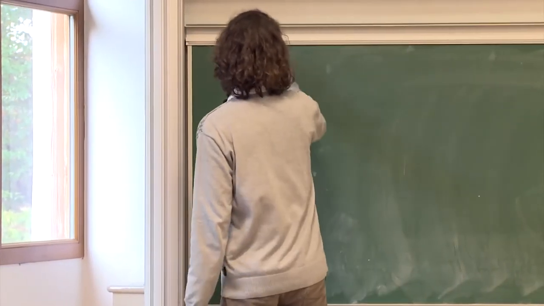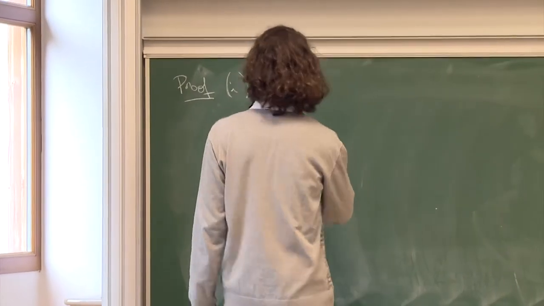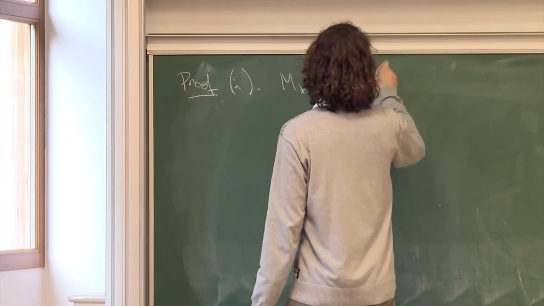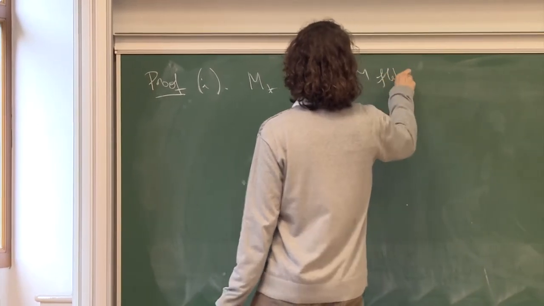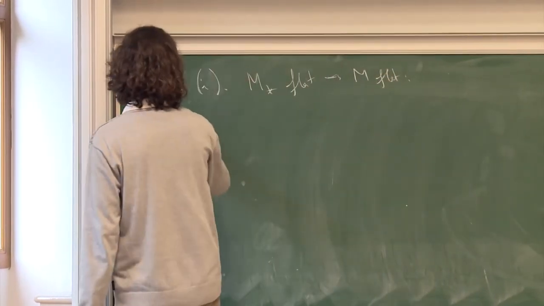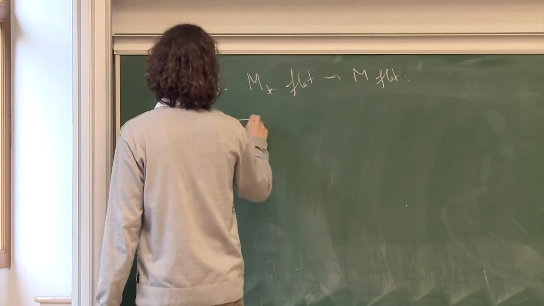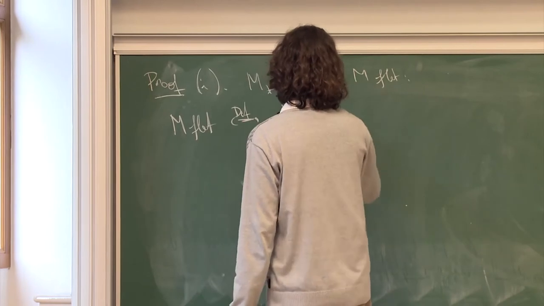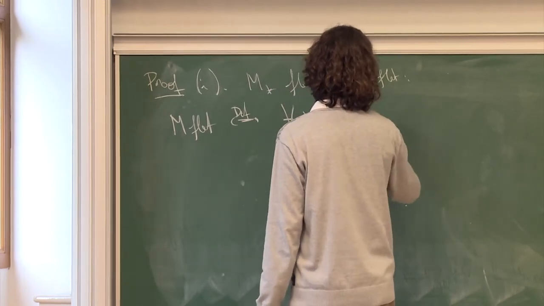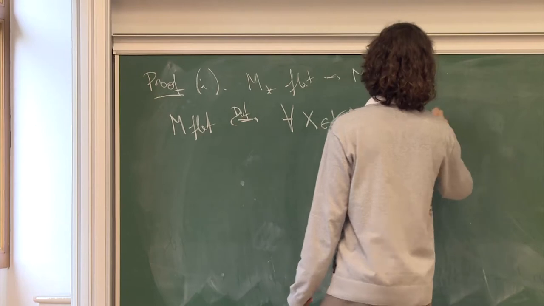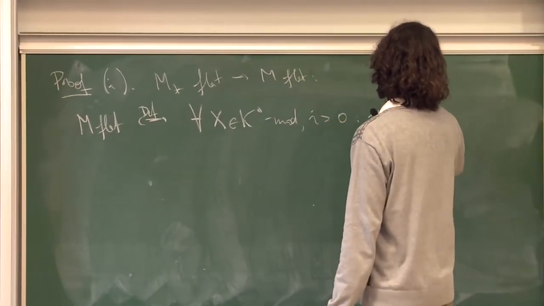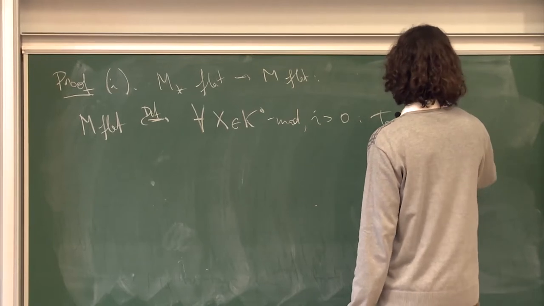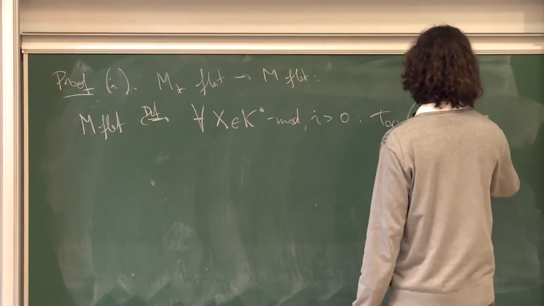So for one, first we check that if M lower star is flat, then M is flat. Well, that's easy, because recall that M is flat means by definition that for all K0 modules X and i bigger than 0, the Tor_i of X and M lower star is almost 0.